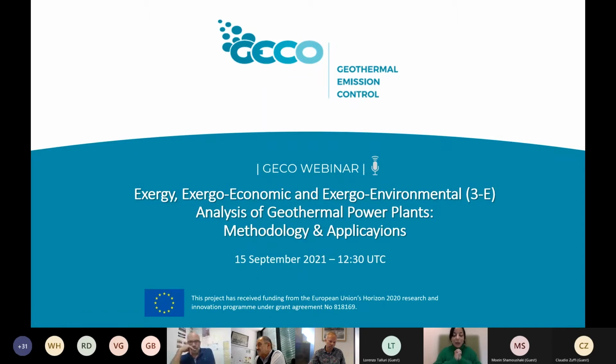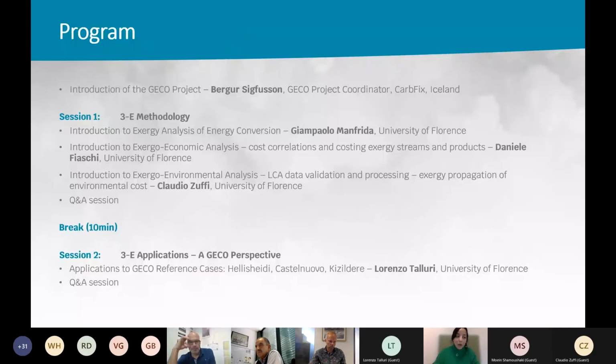Today's topic will be around the Exergy, Exergo-Economic and Exergo-Environmental analysis, also known as 3E, and their methodology and application on geothermal power plants. The program will be as follows. We will start with an introduction of the GECO project, given by Bergur Sigfusson, who is the project coordinator of GECO, but also a CarbFix member in Iceland. After that, we will dive into the first session around the methodology.